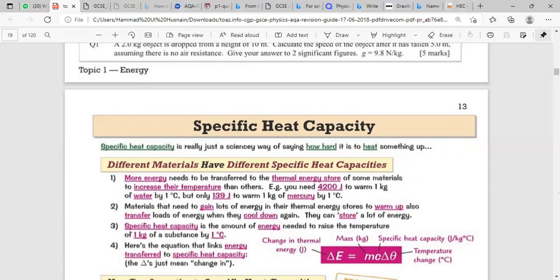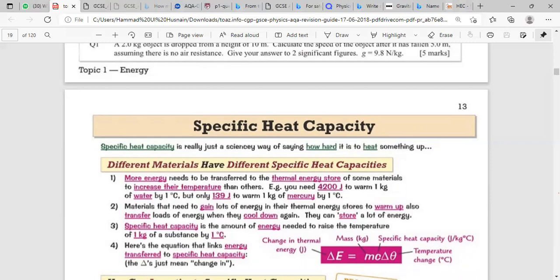Now it can be different for different materials. Some materials need little energy in order to raise their temperature, and some materials need more energy in order to just raise or increase their temperature. Are you getting my point? So this property of materials is called specific heat capacity.